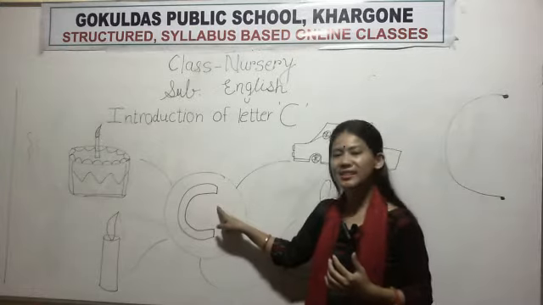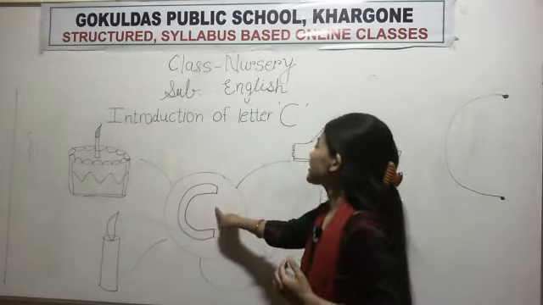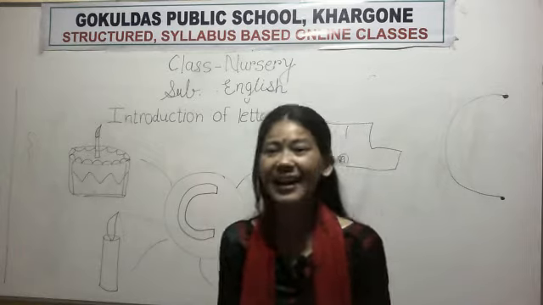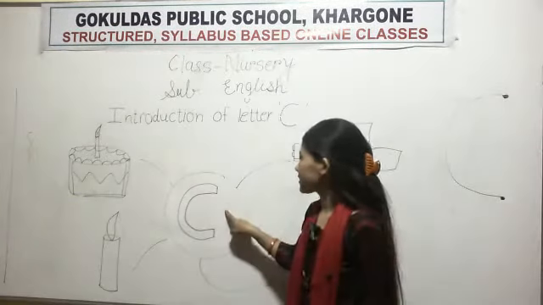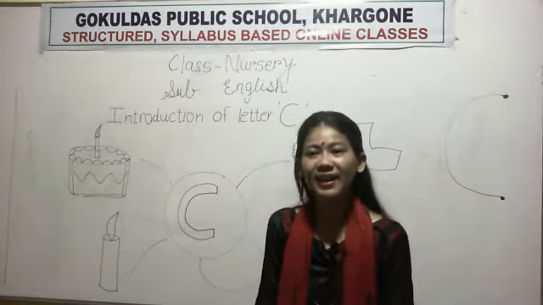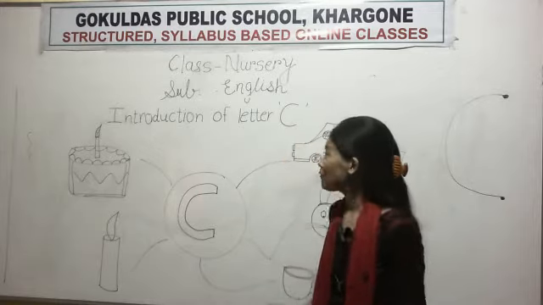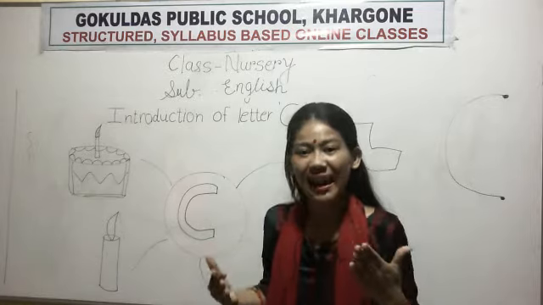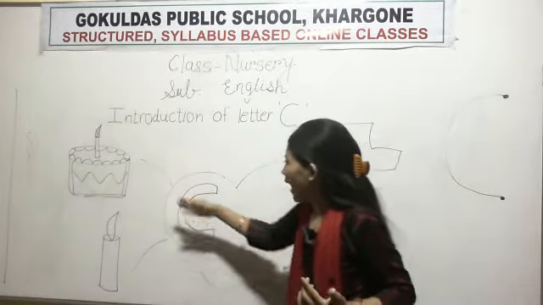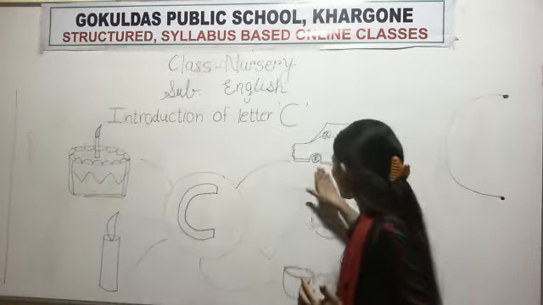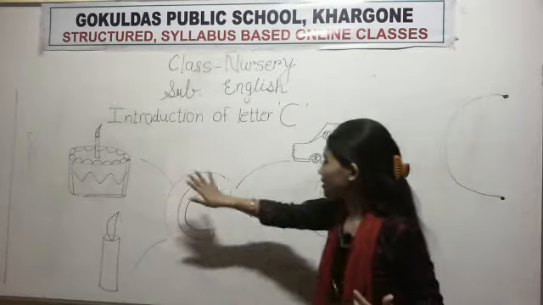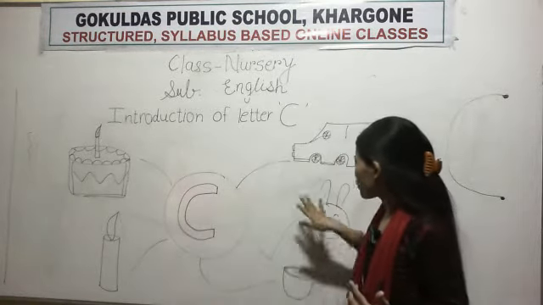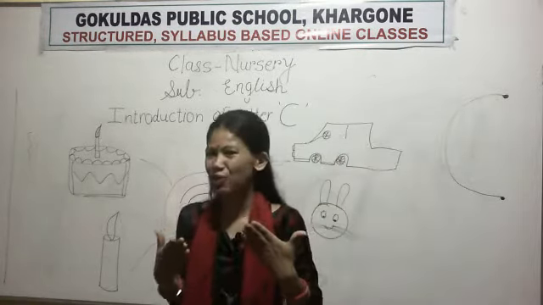Okay. Now see, which letter is this? This is letter C. Today we have learned letter C. We have identified letter C and we have identified the pictures also. What stands for C? Now you have to repeat after me, okay?